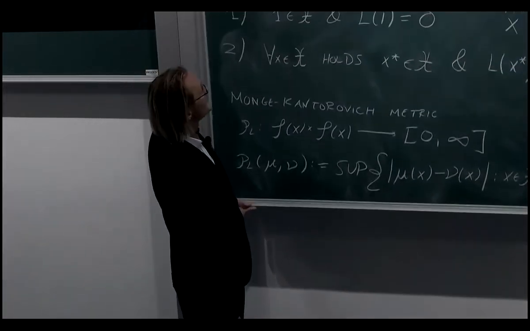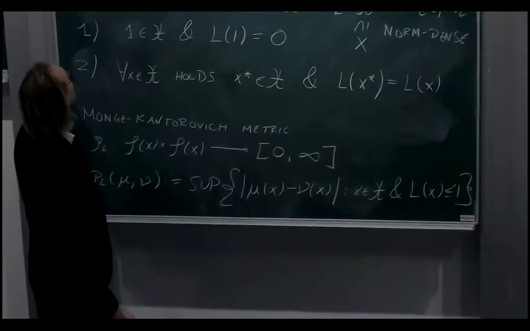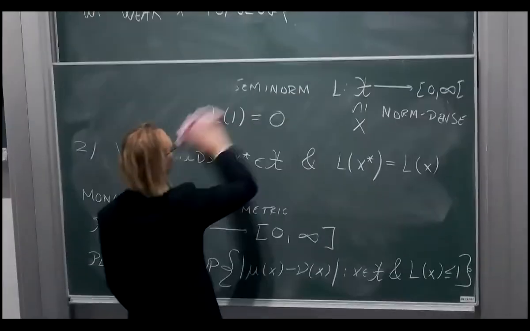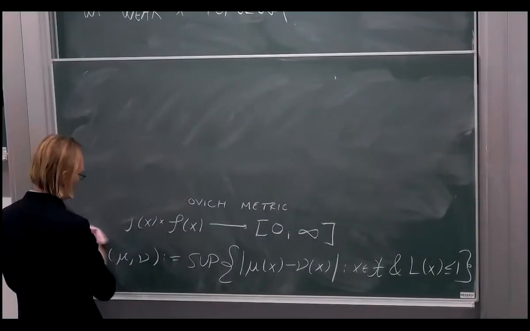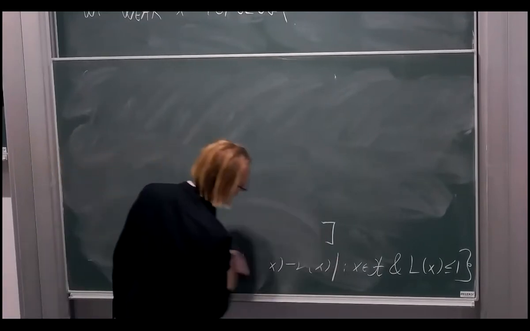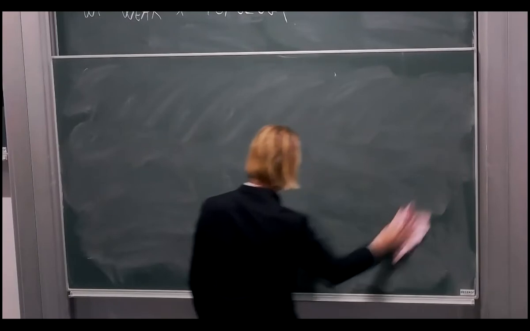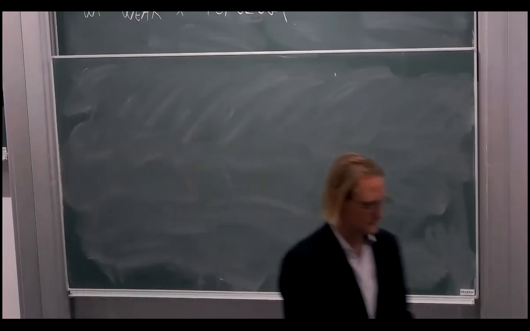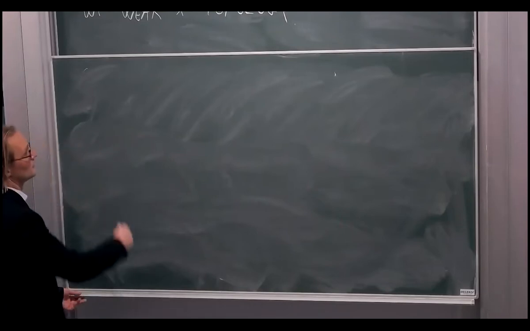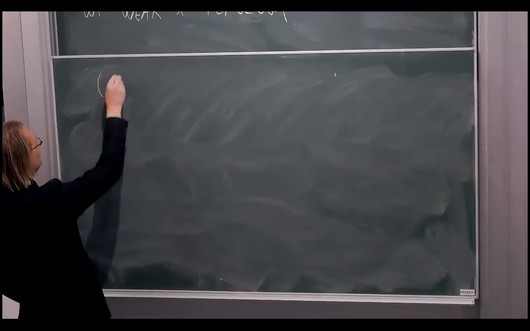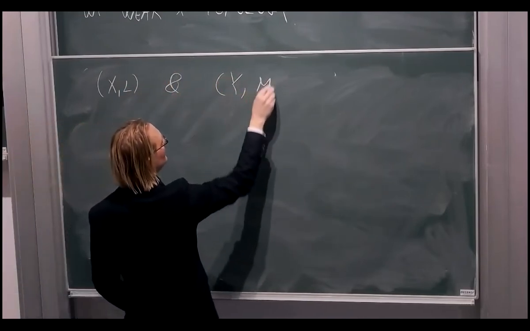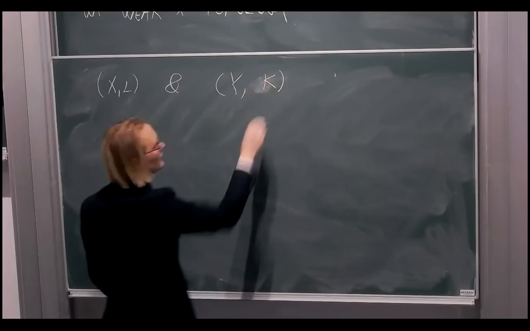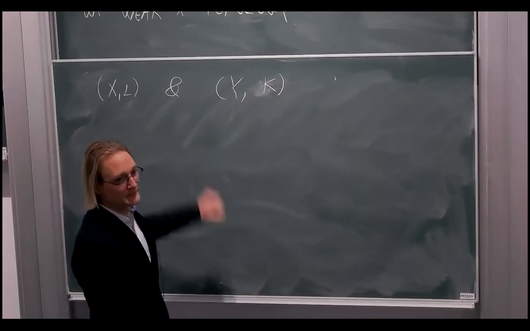Okay. So what is this quantum Gromov-Hausdorff distance? The point is now to be able to measure the distance between two compact quantum metric spaces. How do you do that? So now I look at two compact quantum metric spaces, and then I would like to measure the distance between them.